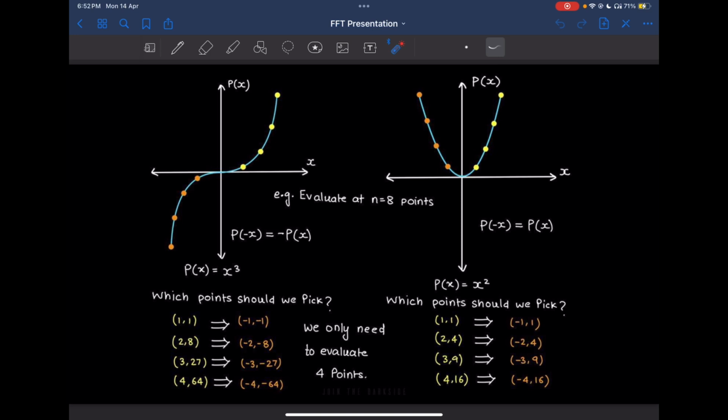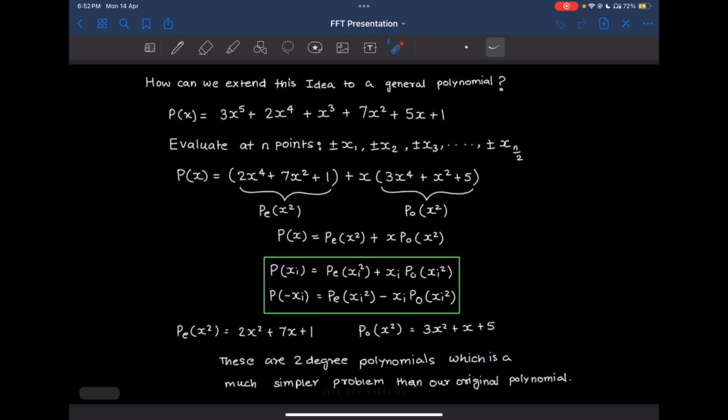So what I'm essentially trying to say here is that if you have information about the y coordinate of all the x coordinates over here once, then you can automatically derive information about all the corresponding negative x coordinates, right? We just need to be aware of the nature of the function. So here, instead of evaluating 8 points, I've just evaluated 4 points and I've got information about the other 4 points. Essentially we are taking advantage of the symmetry of the function about the y-axis in both cases, right? For both even and odd functions. Now, how can we extend this idea to a general polynomial? Let's take an example over here.